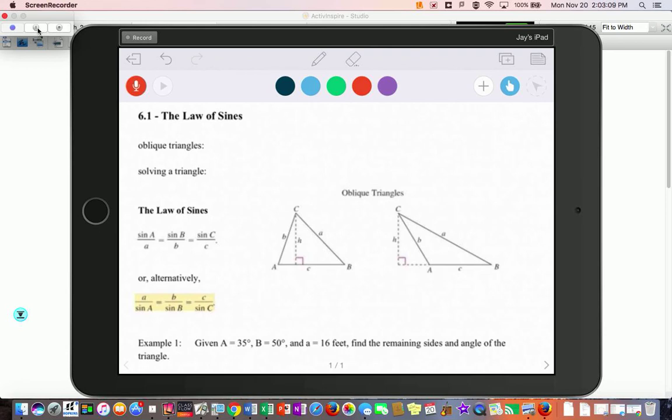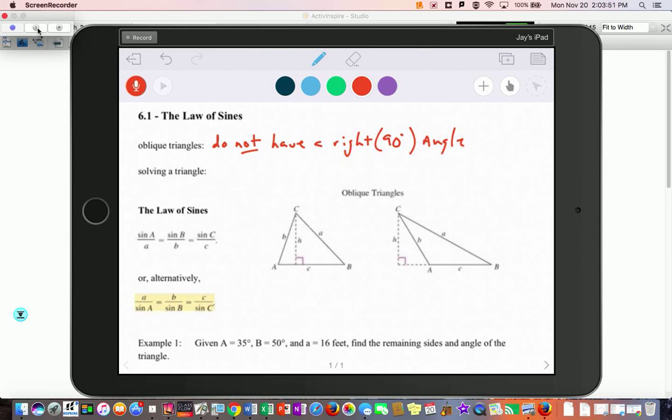So the law of cosines, the law of sines, 6.1. We've been doing a lot with right triangles, SOHCAHTOA and the Pythagorean theorem, and now we're getting into oblique triangles. Basically, what you need to know is oblique triangles do not have a right or 90-degree angle. So these are triangles where you cannot use SOHCAHTOA or the Pythagorean theorem. You have to do different stuff.